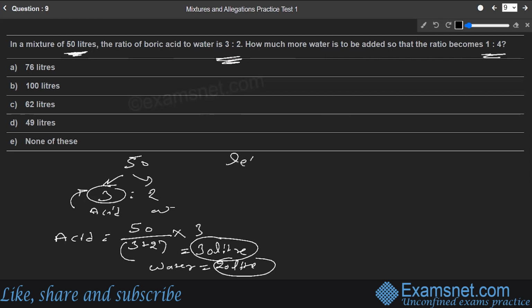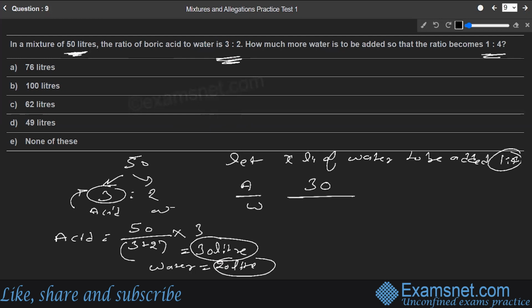Now they have asked how much more water is to be added. So let us assume something. Let x liters of water be added, so that the ratio has to become 1 is to 4 between acid and water. The acidic part remains as it is because there is no acid added. So we will take the numerator part as 30. We are doing acid over water in the new mixture. The acid remains 30 liters, divided by water: earlier the water was 20, and we have added x. And if you do this exercise, then acid to water should become 1 is to 4.